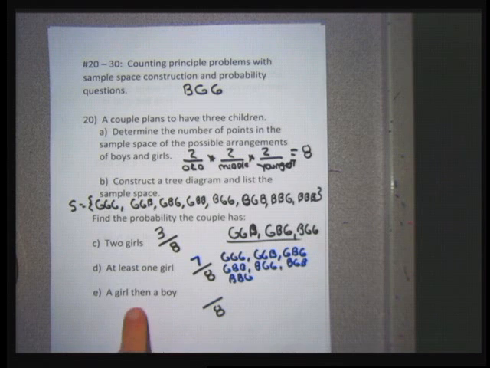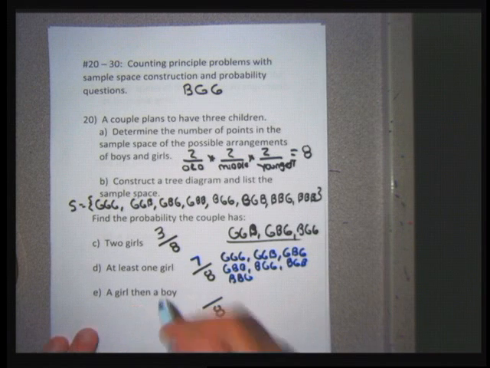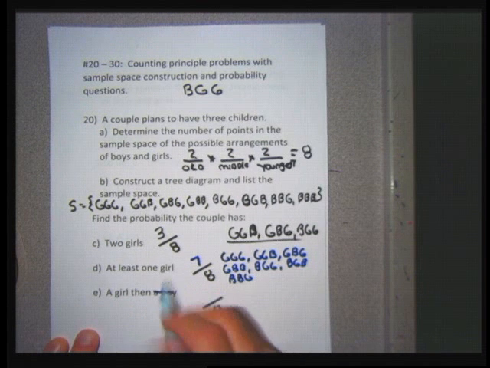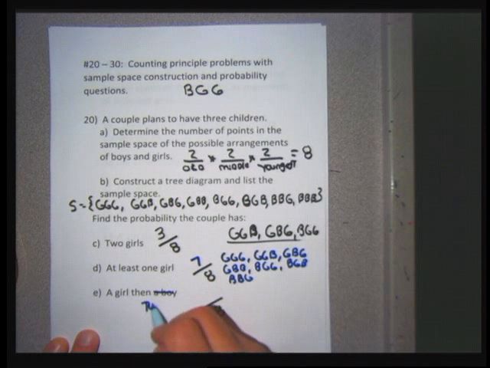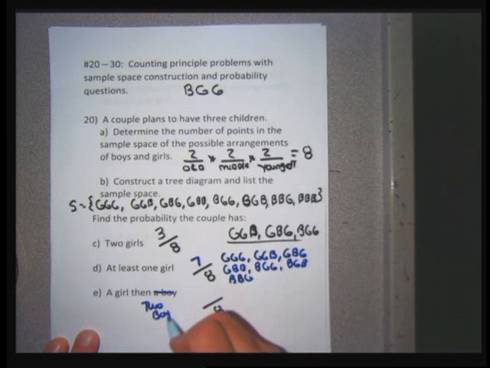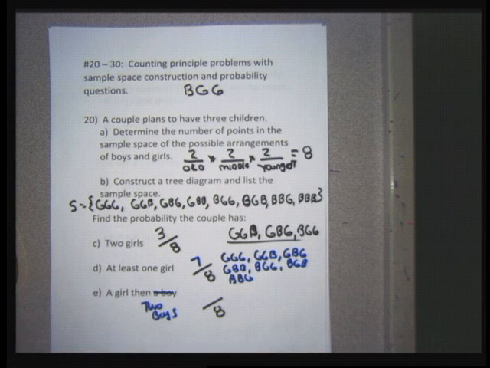And then this question, how about a girl then, I'll have to change it because it doesn't make sense. A girl then 2 boys. When we do question 21, the question just didn't make sense because that's only 2 kids and we need 3. So I changed this to be a girl then 2 boys.